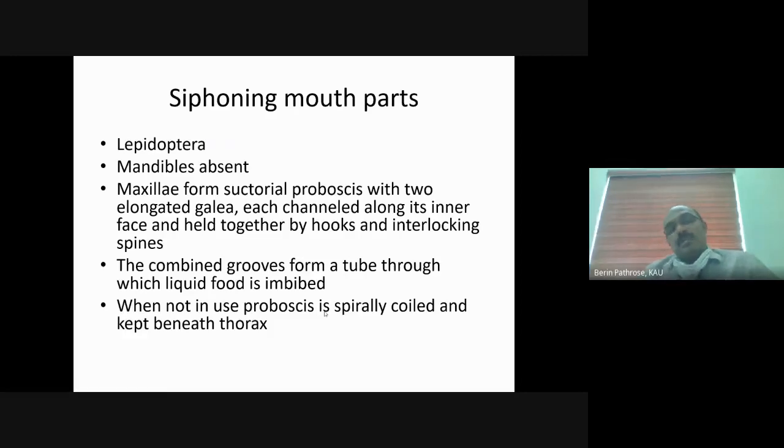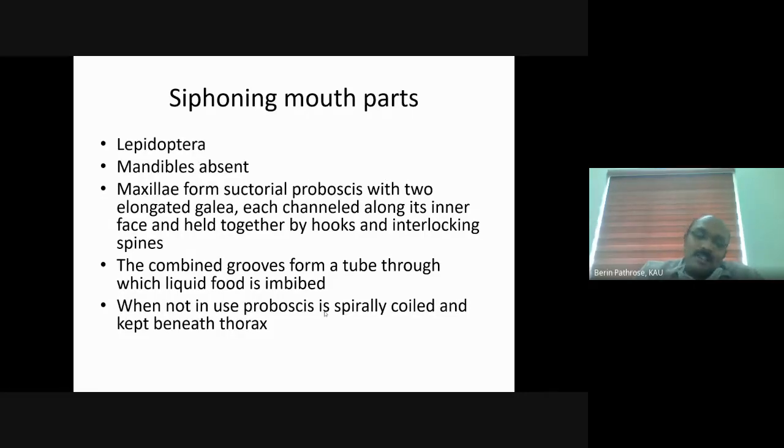Coming to the next type, that is siphoning mouthparts. Siphoning mouthparts are extremely simple in nature. This is just as we use a straw to suck juice from a glass. It is like when we go to a juice shop and use a straw to drink juice; that is how the siphoning mouthpart works. This is seen in lepidopteran insects, especially butterflies.